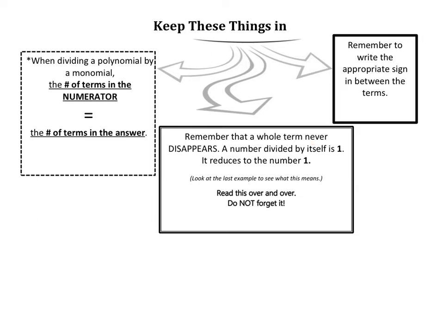A term will never disappear. So that's another thing. A whole term will never disappear. A number divided by itself is equal to 1. It will reduce to the number 1. And I wrote here, read this over and over again. Don't forget this. This is a very common mistake. Remember, if everything cancels out, it's because it's equal to 1 because you're dividing, okay? And then the other piece to remember is to write the appropriate sign in between your terms.